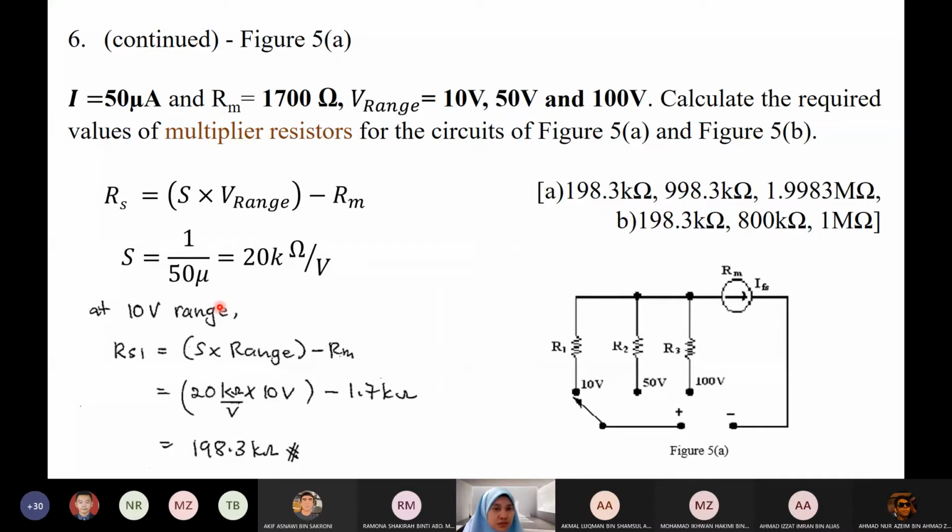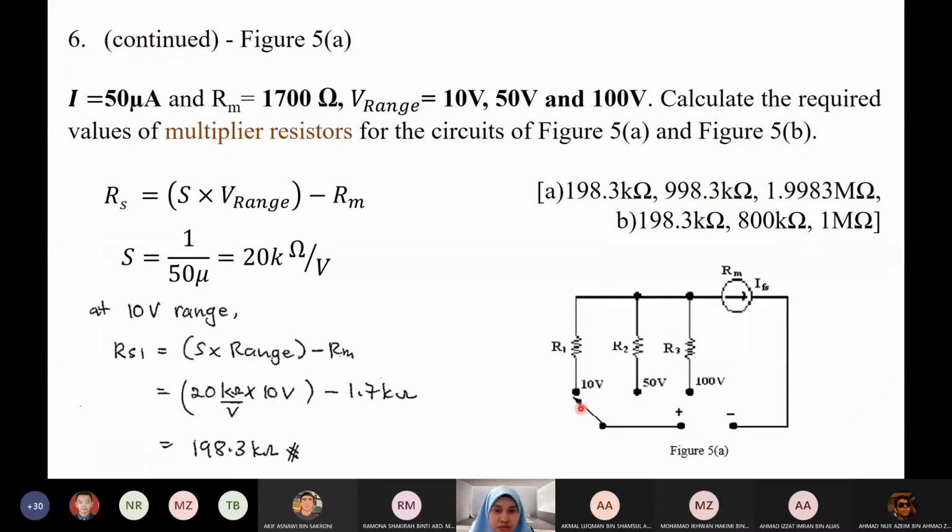So now we start. We can start at any point, okay? Because at any point, we have only one RS. If we tap at 10 volt, we only have R1 and Rm. If we tap at 50 volt, we only have R2 and Rm. Okay, because the other R will be disconnected.